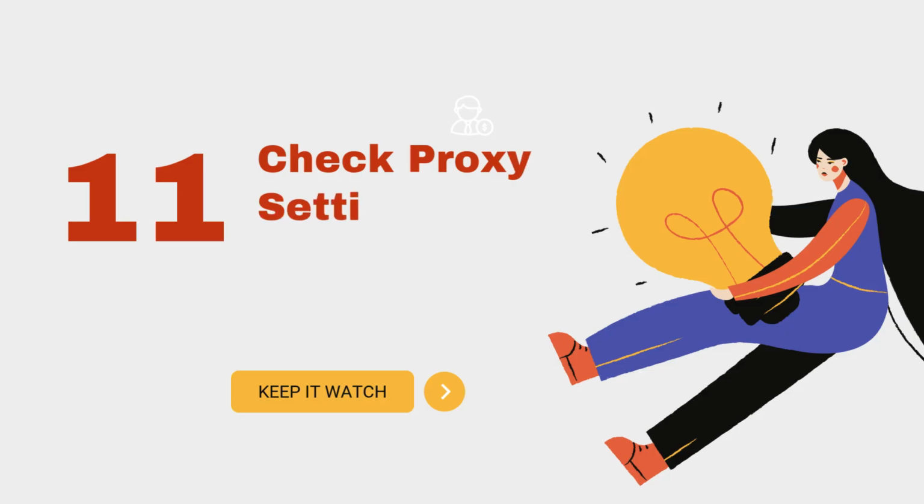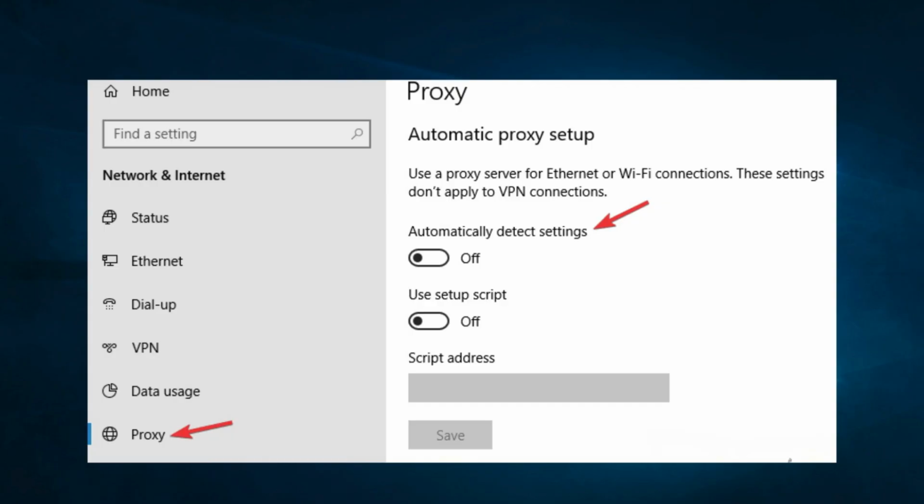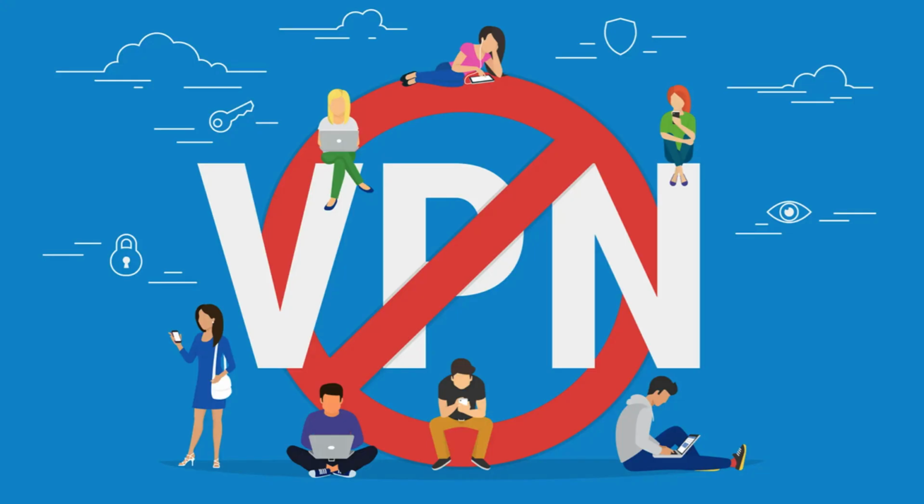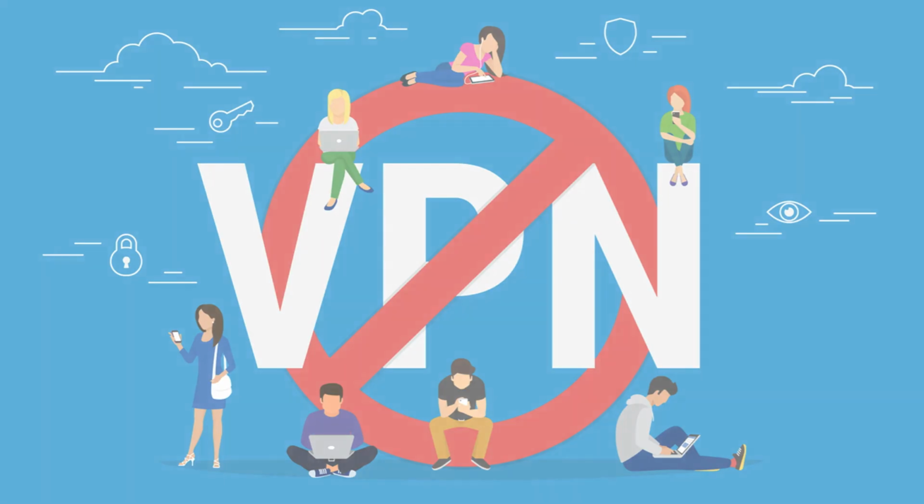Step 11. Check proxy settings. Go to Settings, Network, Proxy and turn off proxy if it's enabled. Step 12. Disable VPN if using. If you are using a VPN, turn it off. VPNs can sometimes block internet on PC.